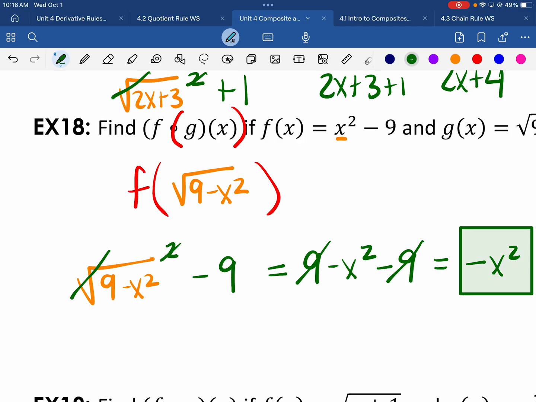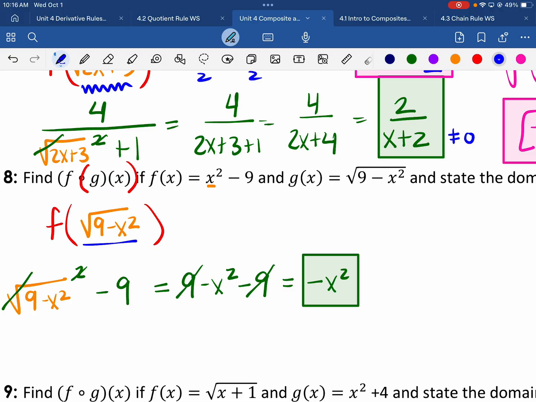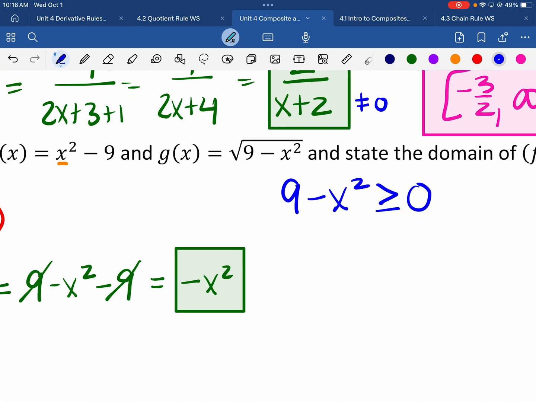So does my composite have any domain restrictions? No. What about the inside function? Yes. 9 minus x squared has to be greater than or equal to 0. All right, with the inequality, when you have the squared, you kind of have to ignore the inequality because when you square root and things like that, the inequality starts not mattering anymore, and we have to draw a number line anyways.